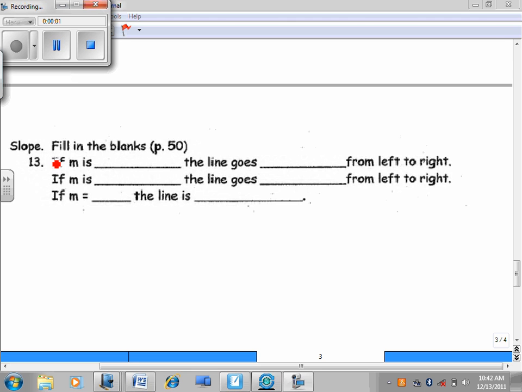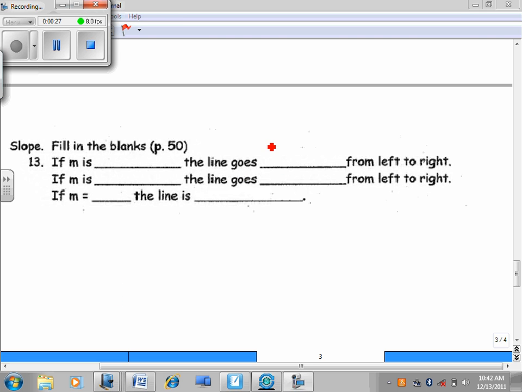Okay, we've got some vocabulary here with slope. Fill in the blanks. If m is blank, the line goes blank from left to right. If m is blank, the line goes blank from left to right. If m is blank, the line is blank. Well, let's see. What kinds of slopes can we have? We can have 4 different kinds of slope. We only have 3 on here, so maybe we'll need to add one at the end.